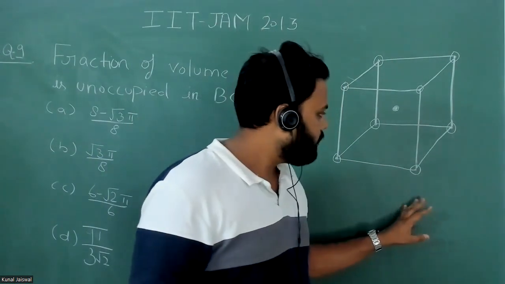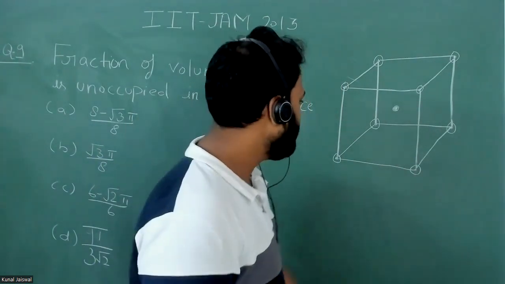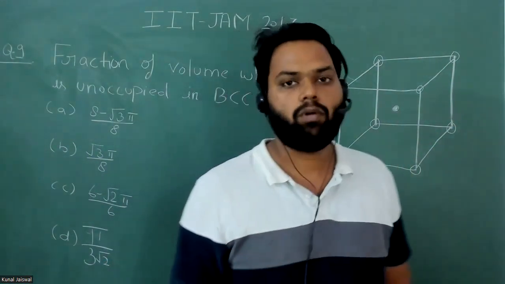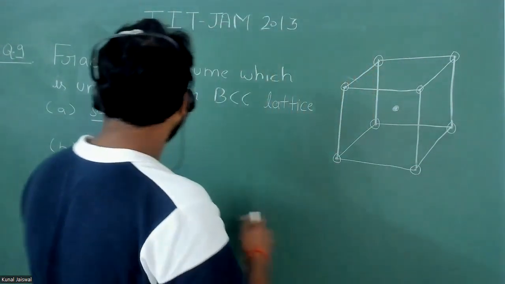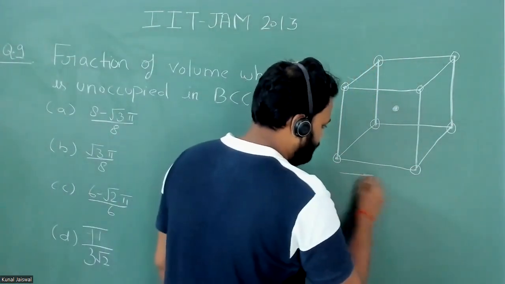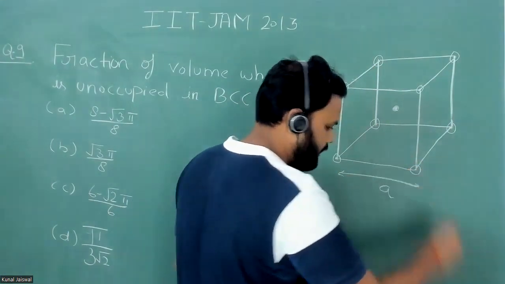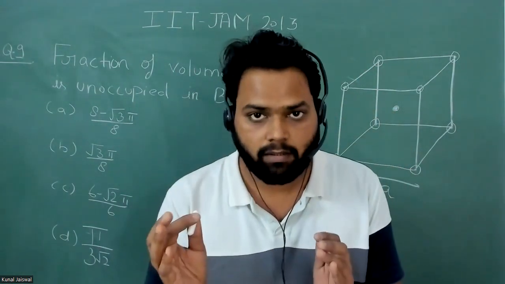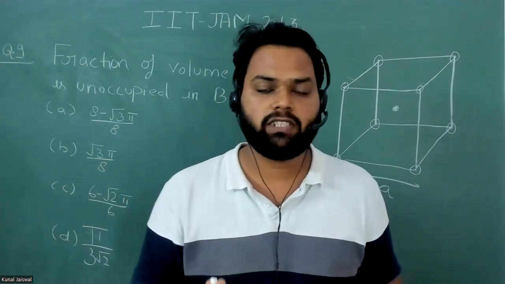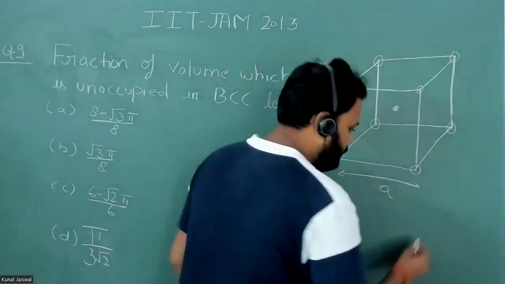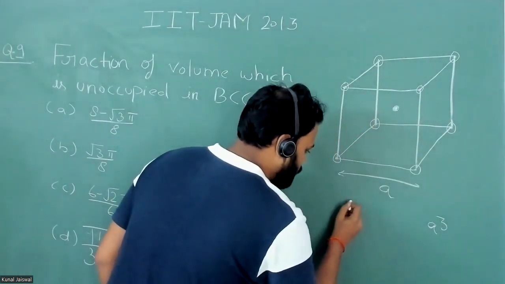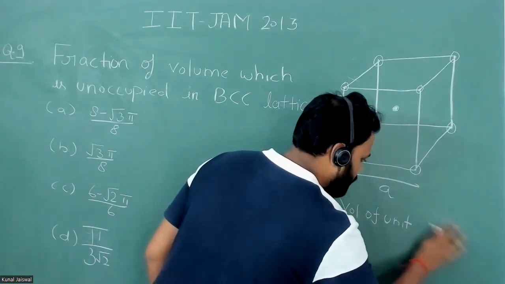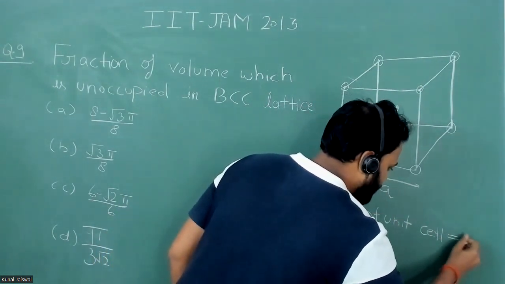Okay, I have made a diagram for the BCC lattice. This is a BCC lattice, 8 atoms at the corner and 1 atom at the body center. Okay, so for this, let's suppose the side of this BCC lattice is a. So since it's a BCC, that is body centered cubic, the volume of the unit cell will be the volume of the cube, that is a cube. So volume of unit cell will be a cube.